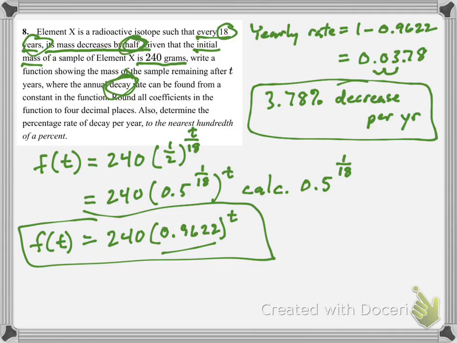So every 18 years, it takes 18 years for that 240 to cut in half. But every year, it's a 3.78% decrease. So that's kind of part 2 of the notes for 4.2.